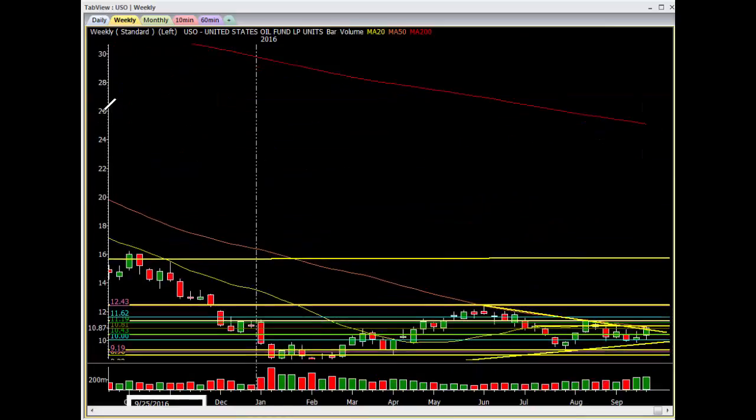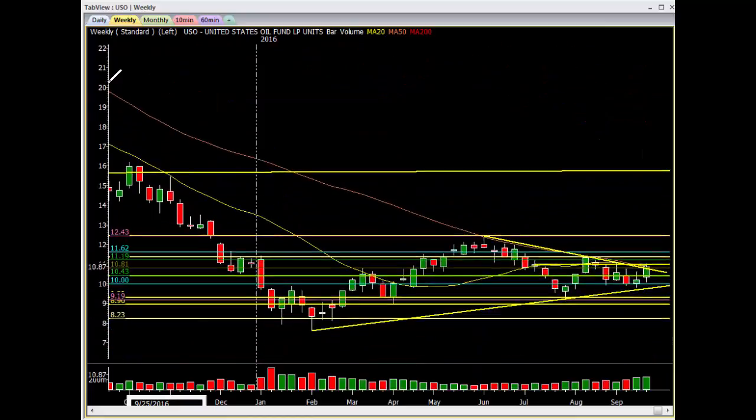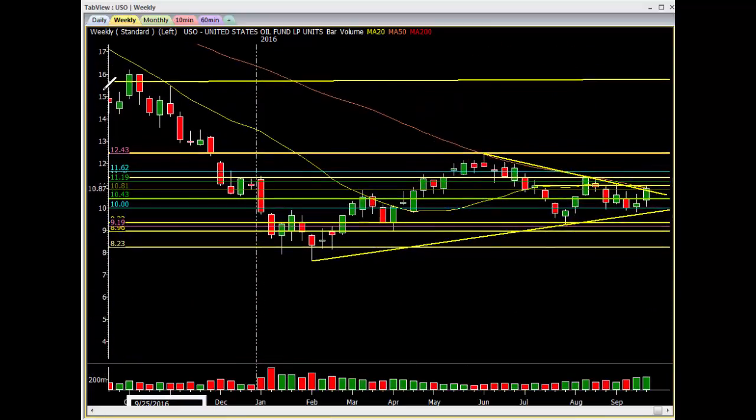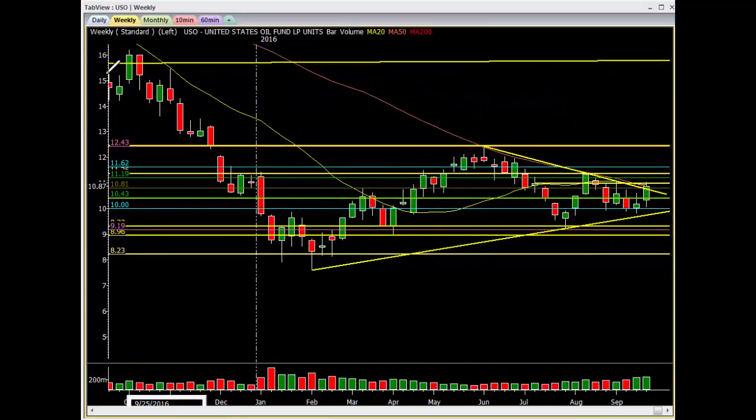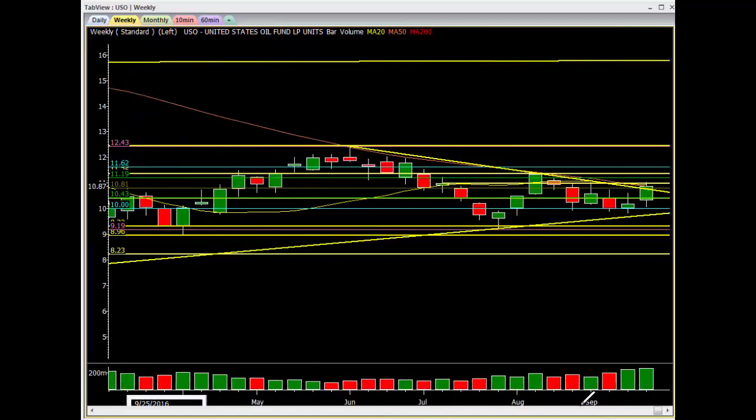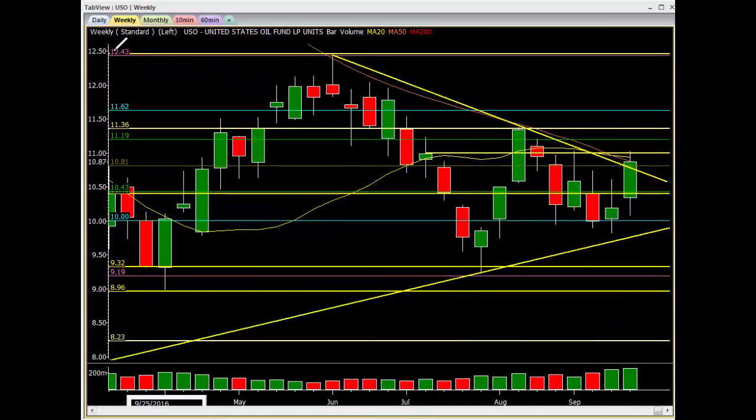Weekly chart. This was the other reason we went short. We added to the USO. Well, we covered the USO down in here. I think it was 1022. Popped back up. We added short again right at 1086, I believe it was. But this is the reason why, guys. Come on. You got the 20 MA and the 50 MA here too.